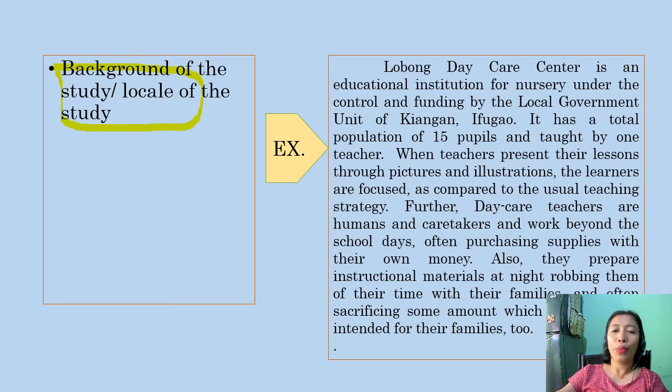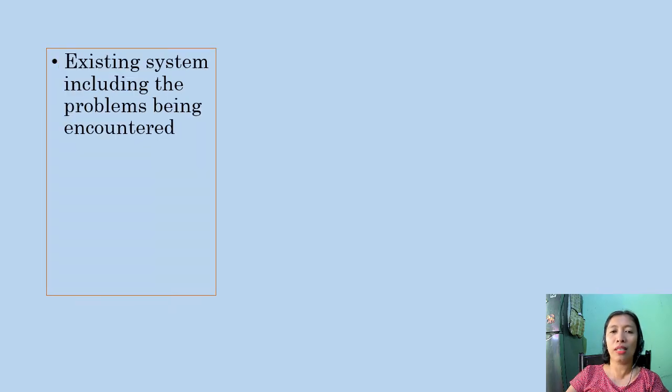Okay, so this paragraph provides us a background of where the research study will be conducted, especially the population of students or the population of the pupils. And then, what is being done in the research area or the locale of the study.